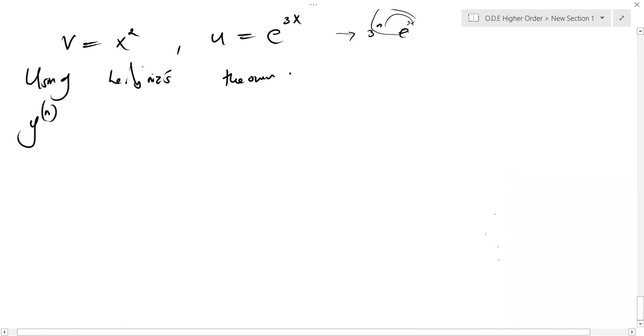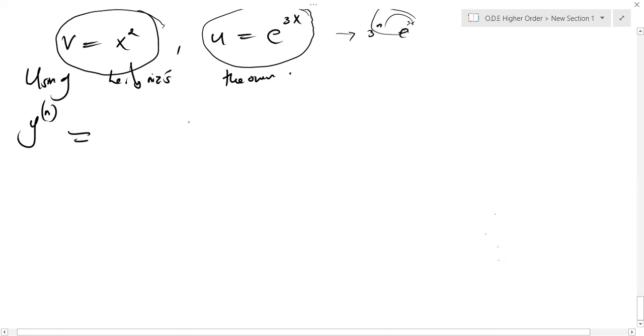So using Leibniz theorem, we know that our yn is equal to that. In this case, our v is x squared and our u is exponential 3x. Now the first term is u raised to the n prime, or u raised to power n. Okay, so what's our u? Our yn will be equal to our u raised to power n.